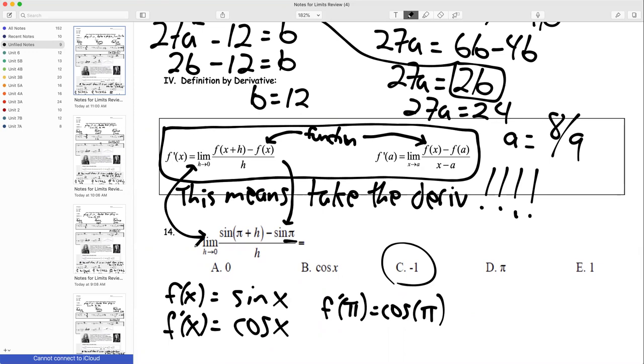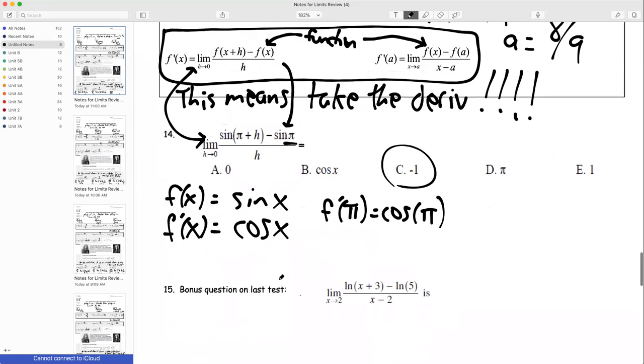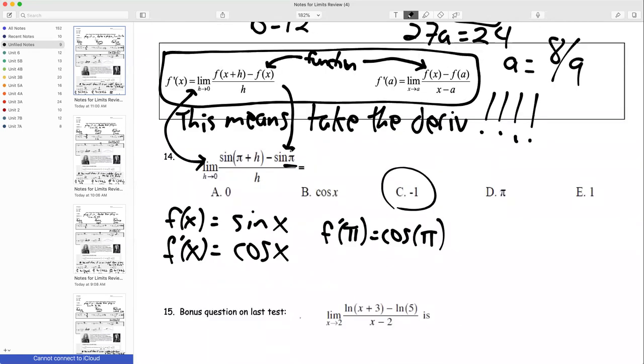Okay, so let me do another example. Coach, I already got sine of x, not sine of pi. Okay, sine of pi is not a function. It's just a value, right? So what is the function there? This is just the function evaluated at pi. So that function is sine of x, and it's being evaluated at pi.